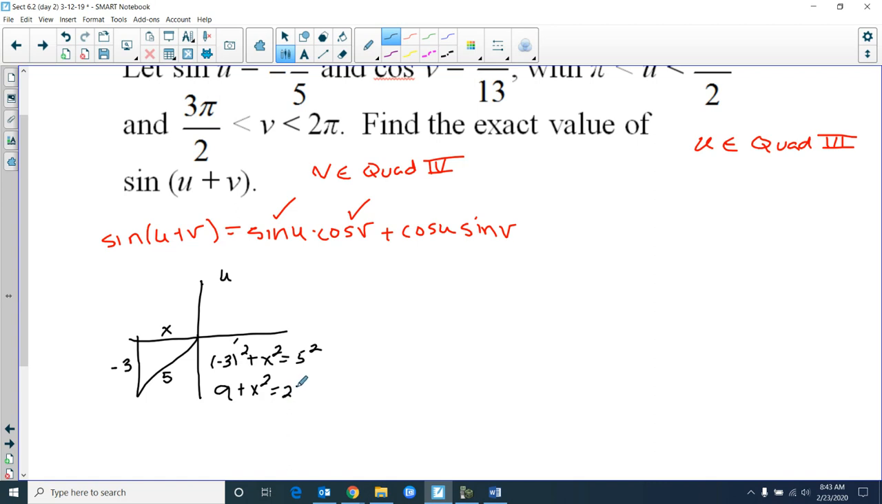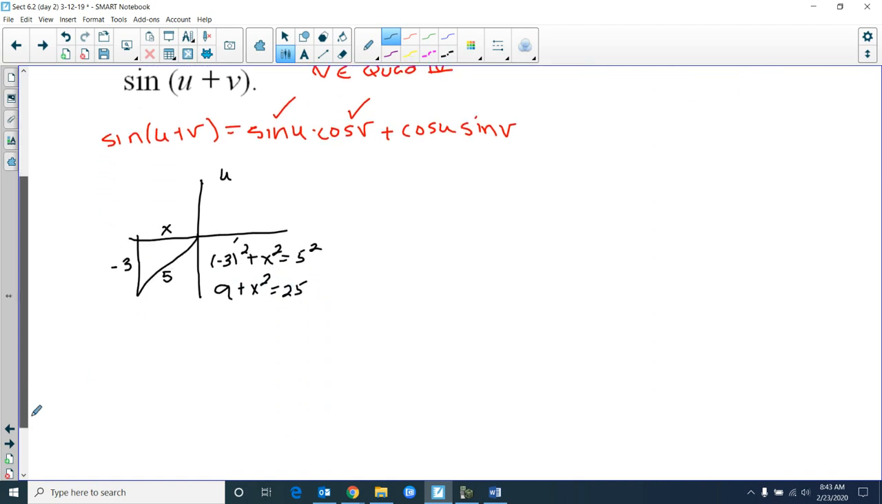9 plus x squared equals 25, and x squared equals 16. x equals 4. But at this spot, we're going to want to use negative 4. We need to know the cosine of u. Since we're in quadrant 3, the cosine of u is going to equal negative 4/5, adjacent over hypotenuse.